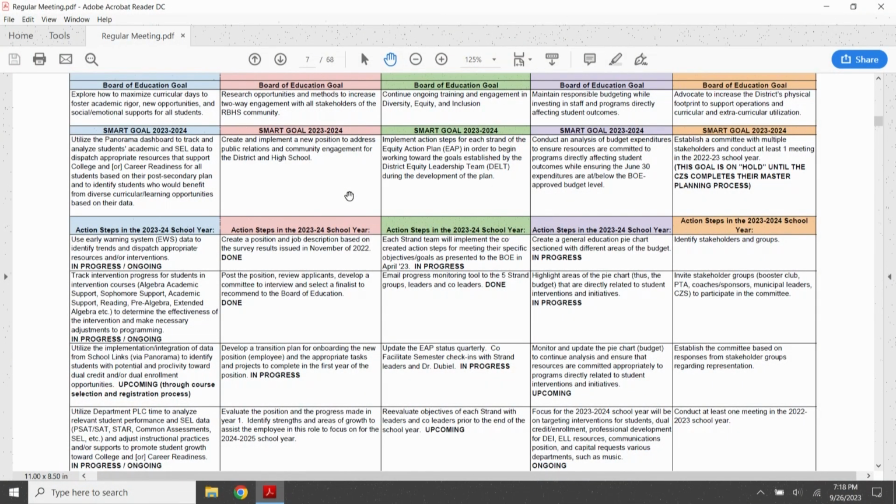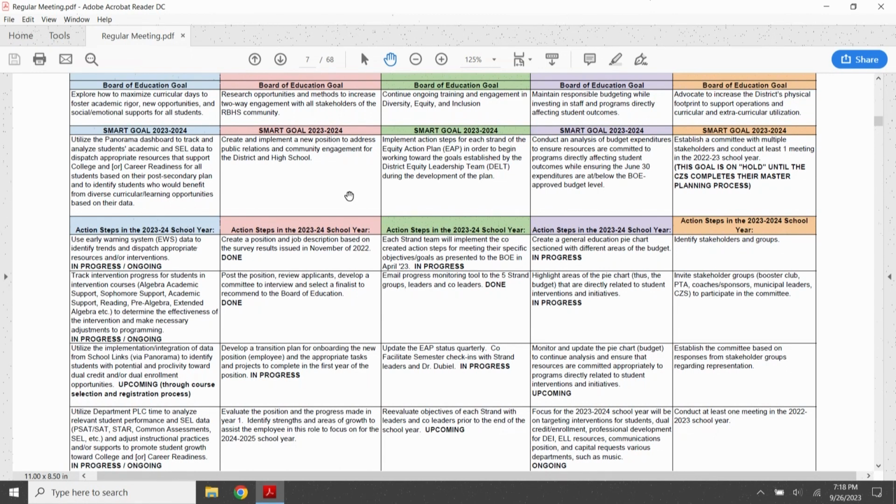So this is the board goal: explore how to maximize curricular days to foster academic rigor, new opportunities, and social emotional supports for all students. Looking at the action steps laid out for the 23-24 school year, I think they're excellent. We've looked at them. They certainly support that goal. My question is specifically on the third step down: utilize the implementation integration of data from School Links, Panorama, to identify students with potential and proclivity toward dual credit and dual enrollment opportunities.